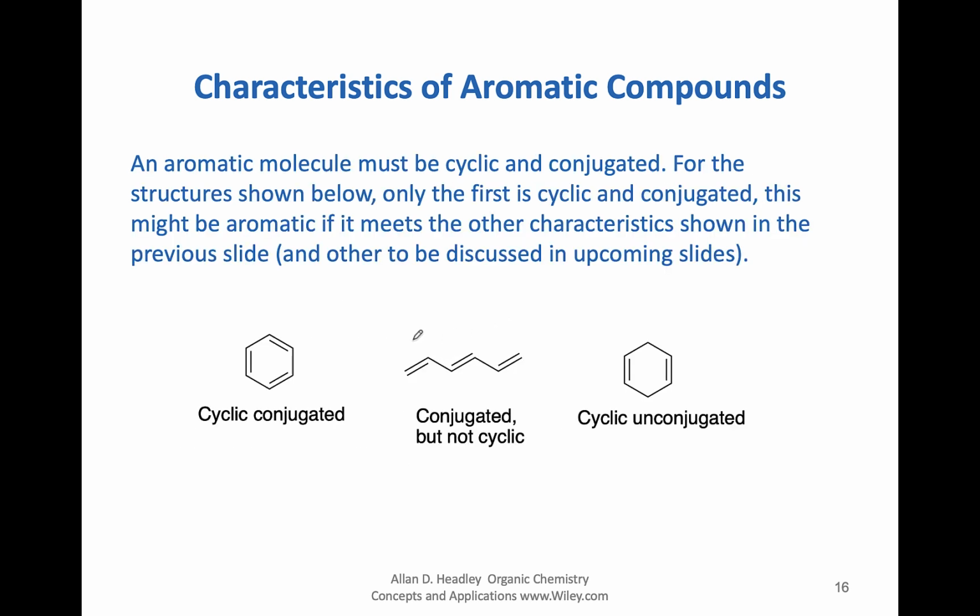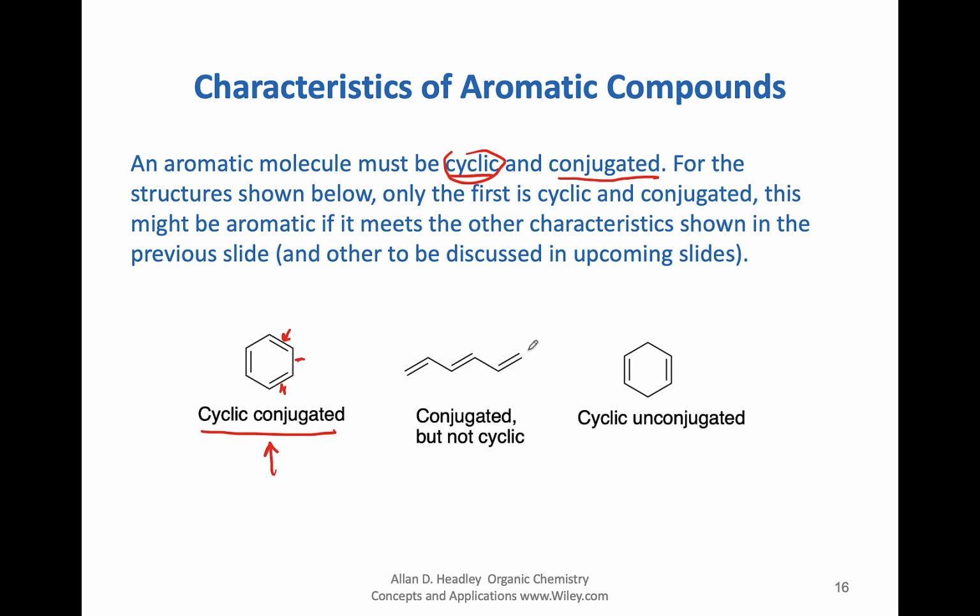All right, aspects of conjugation. So they must be cyclic and conjugated. So here, remember, conjugation just means alternating single, double, single, double. So here is a conjugated system because it has double, single, double. And it is cyclic. So it's possible for this to be aromatic. Of course, we know that's benzene, so it is aromatic.